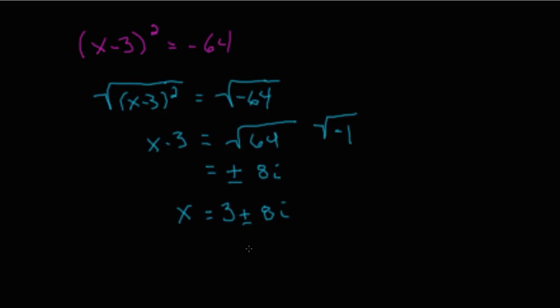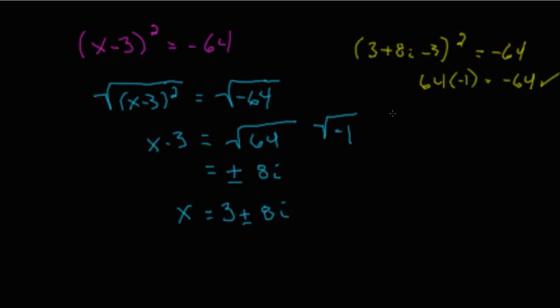Now we can go back and check this, just like we did with our first equation. So we'll plug in our value for x here. 3 plus 8i minus 3 squared equals negative 64. All right, well 3 minus 3 is 0, and 8i squared gives us 64 i squared. i times i will be a negative 1, so that gives us a negative 64. That checks out.